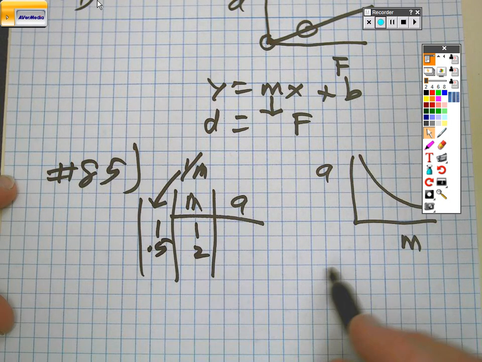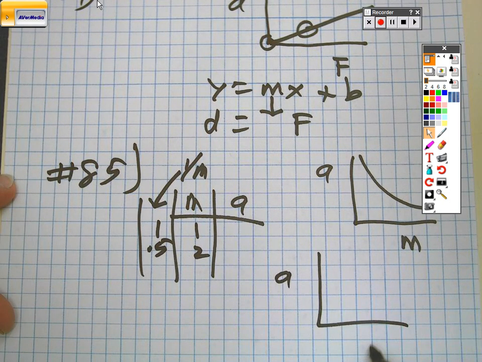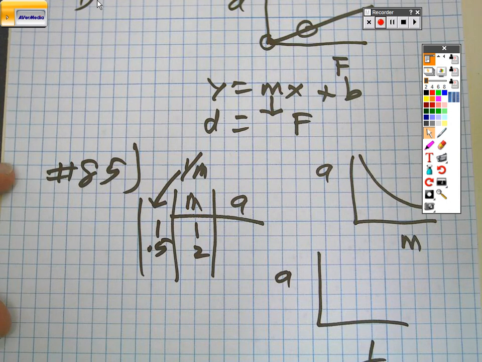When you make a final graph of acceleration versus 1 over m, you can use y equals mx plus b to get the equation. That should help with that question. I think this is good enough hints.